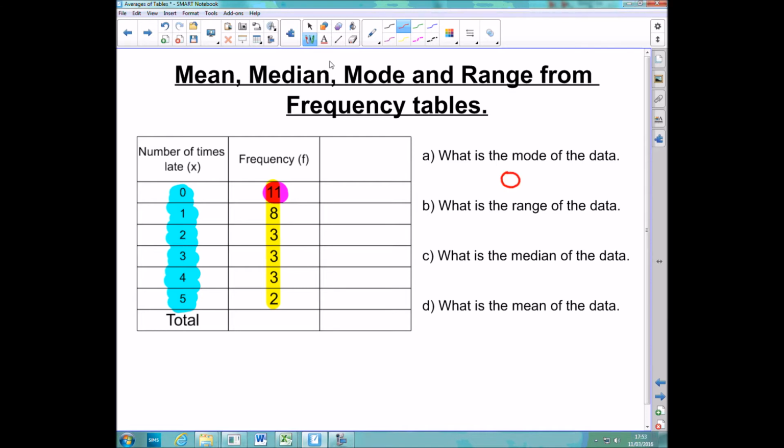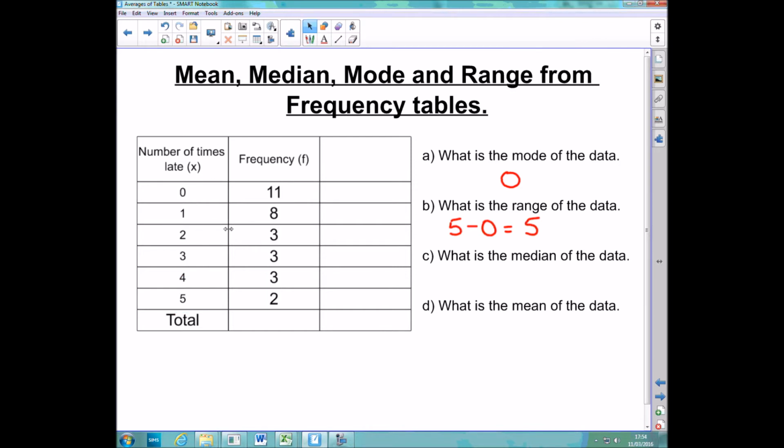Okay, so now we're asked for the range of the data. And again, we're looking at these blue bits, the number of times late, and we want the biggest number, take away the smallest. And the biggest number of times late is 5. The smallest number of times late is 0. Take them away, and we get a range of 5.